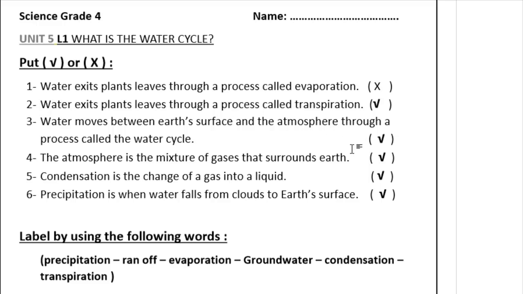Yeah, this is true. The atmosphere is a mixture of gases that surround Earth. Yeah, this is true. Condensation is the change of a gas into a liquid, from gas to liquid. Yeah, this is true. Precipitation is when water falls from clouds to Earth's surface. Yeah, this is true.